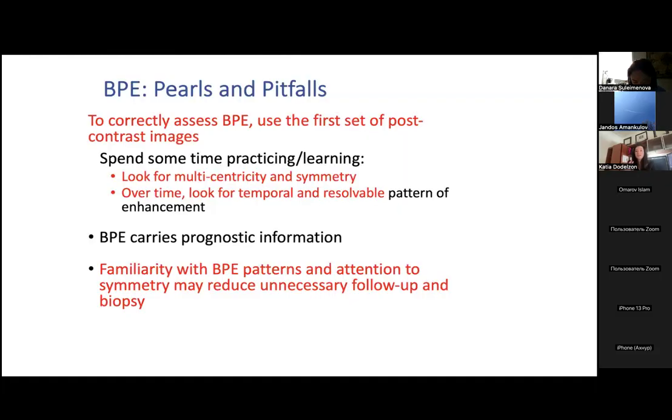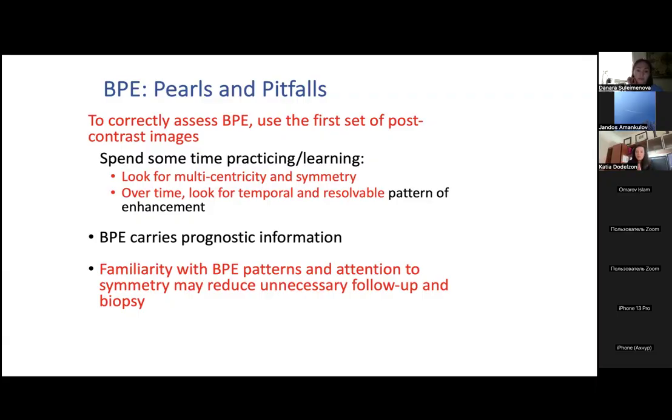Okay, so again, to summarize, to correctly assess background parenchymal enhancement, use the first set of post-contrast images. Spend some time and really practice and learn. Look for multicentricity and symmetry. If you have multiple priors, great. Look for temporal and resolvable pattern.